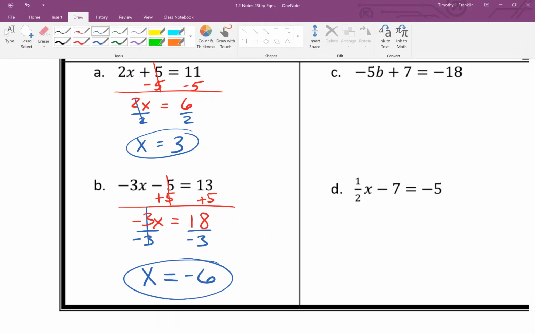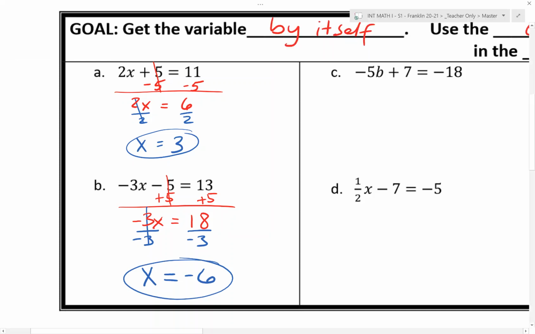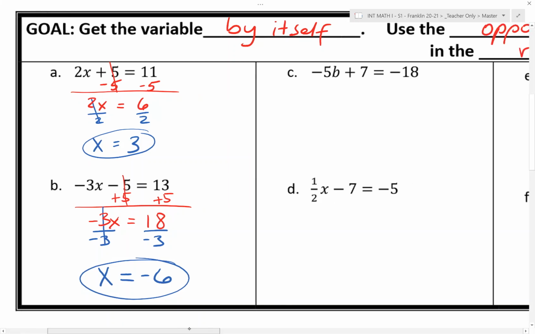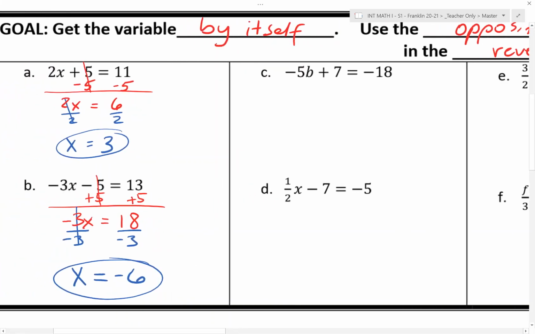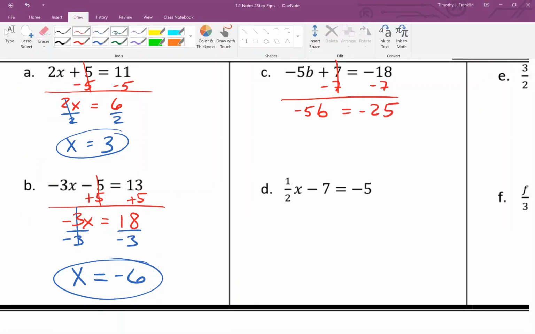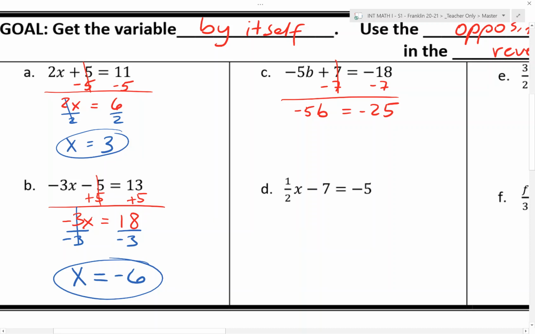So your first step will start with whatever's furthest away from the variable, and then you'll move closer. Okay, example C, we have negative 5b plus 7 equals negative 18. Very similar. First thing we have to do is subtract the 7. So leaving us with negative 5b equals negative 25. Be careful there. Negative 18 minus 7. We're at negative 18. We go down 7 more. That is negative 25. And now final step is to divide by negative 5. And that gives us an answer of 5.